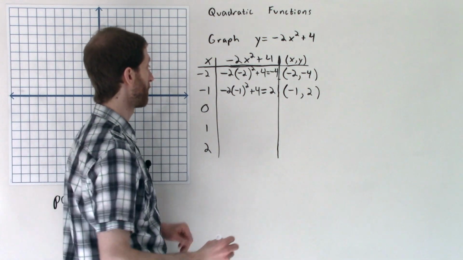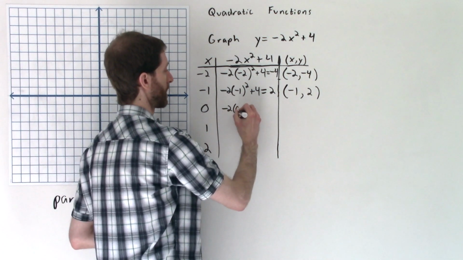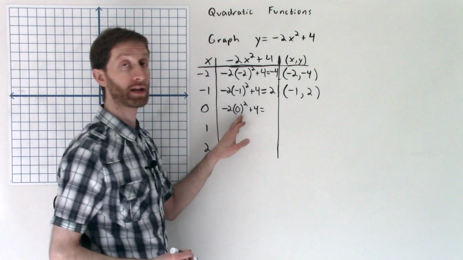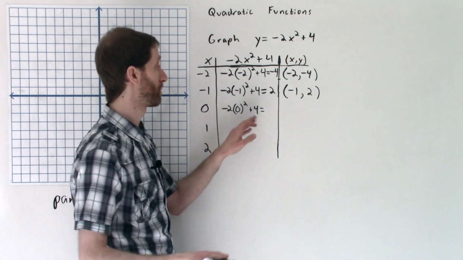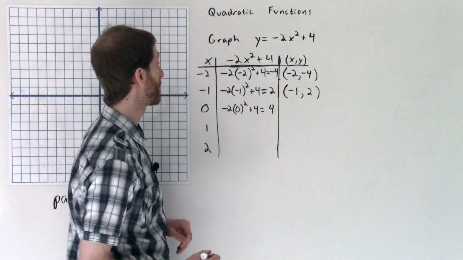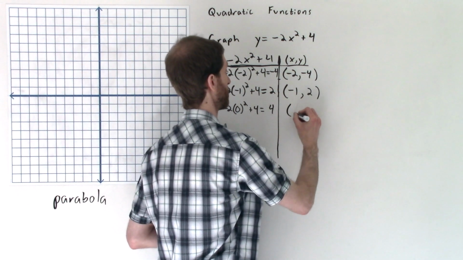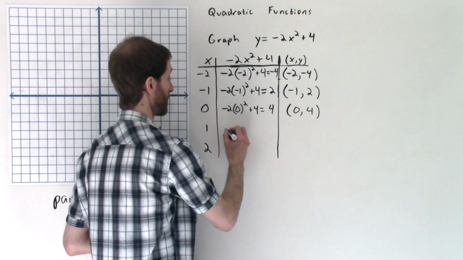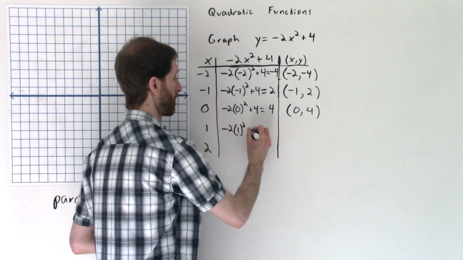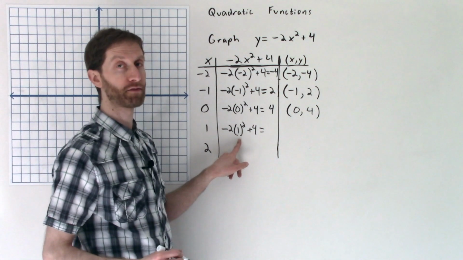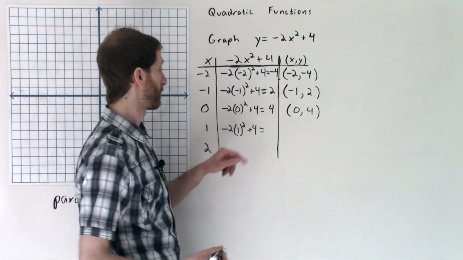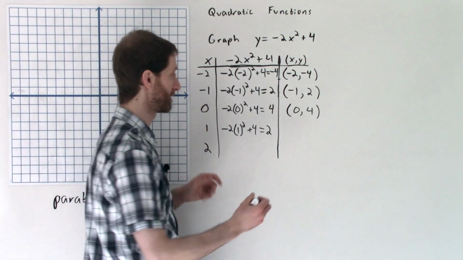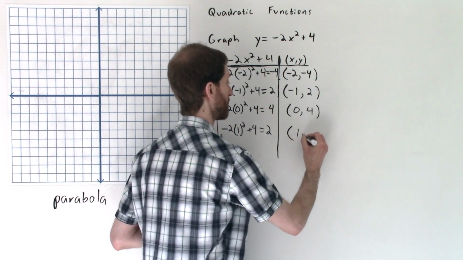Awesome stuff. Now, 0. We plug in 0. That's going to be negative 2 times 0 squared plus 4. 0 squared is 0, times negative 2 is 0, plus 4 is 4. And so now what we have as a result is the point 0, 4. And from here we're going to plug in 1 and we're going to start to see some symmetry. Negative 2 times 1 squared plus 4. Well, 1 times itself is 1, times negative 2 is negative 2, plus 4 is positive 2. The same value we got when we plugged in negative 1. Very interesting. The point is 1, 2.